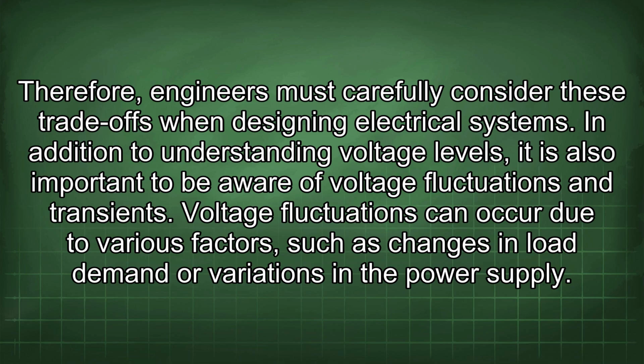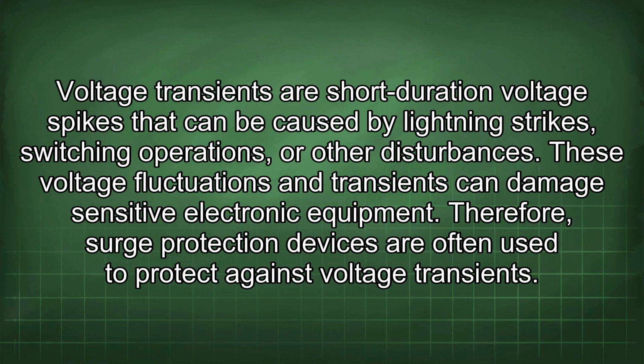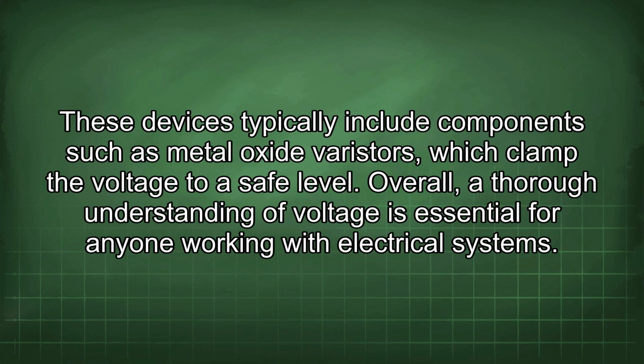In addition to understanding voltage levels, it is also important to be aware of voltage fluctuations and transients. Voltage fluctuations can occur due to various factors, such as changes in load demand or variations in the power supply. Voltage transients are short-duration voltage spikes that can be caused by lightning strikes, switching operations, or other disturbances. These voltage fluctuations and transients can damage sensitive electronic equipment. Therefore, surge protection devices are often used to protect against voltage transients. These devices typically include components such as metal oxide varistors, which clamp the voltage to a safe level.